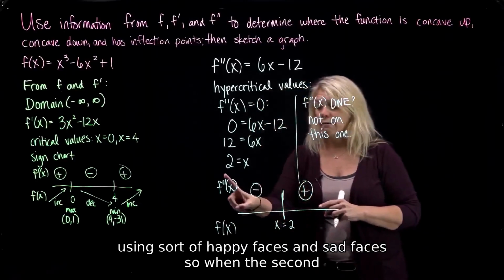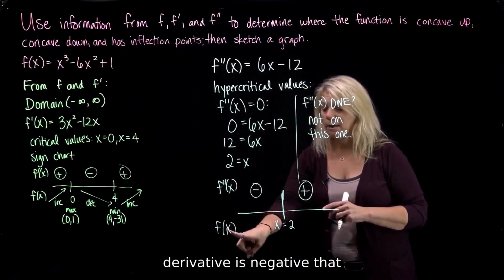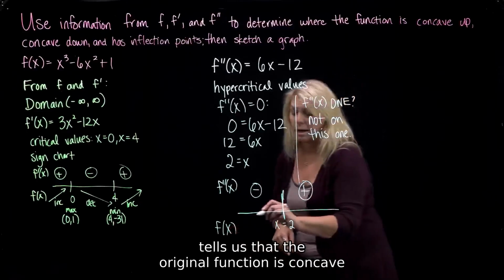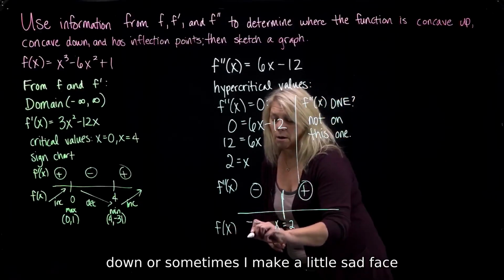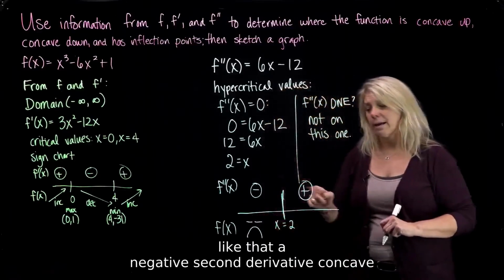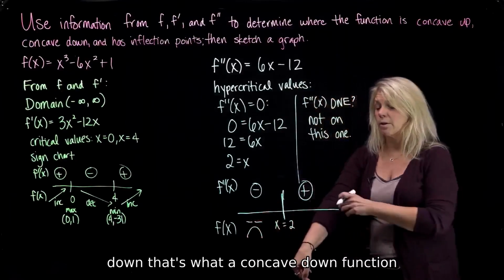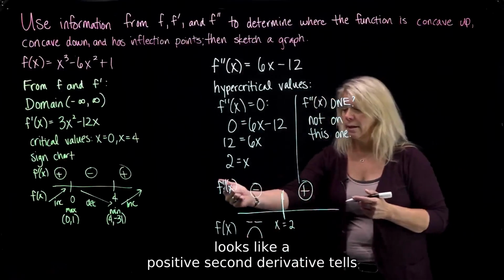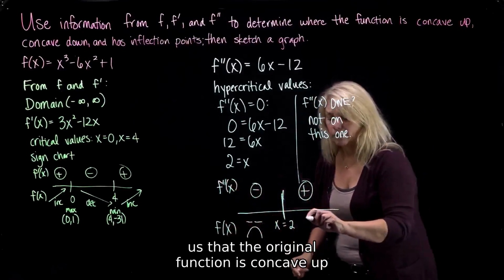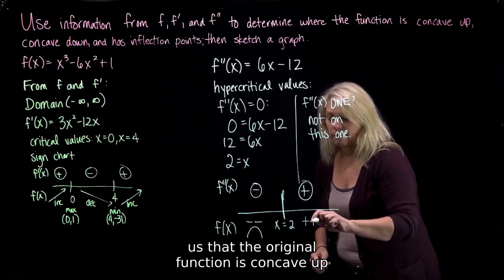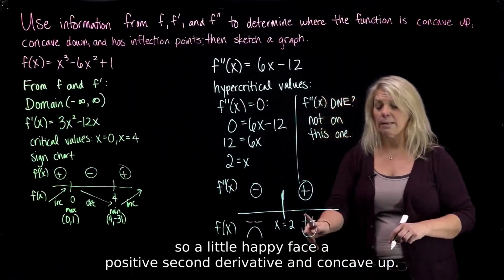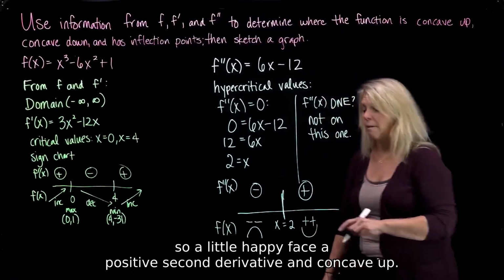So when the second derivative is negative, that tells us that the original function is concave down, or sometimes I make a little sad face like that, a negative second derivative, concave down. That's what a concave down function looks like. A positive second derivative tells us that the original function is concave up. So a little happy face, a positive second derivative and concave up.